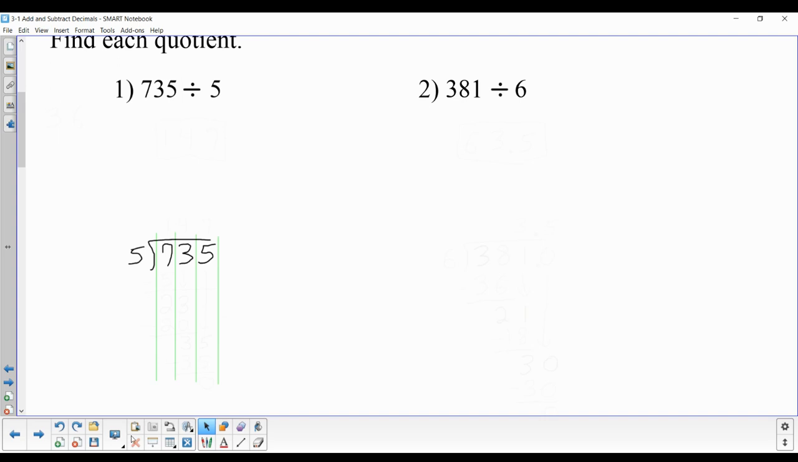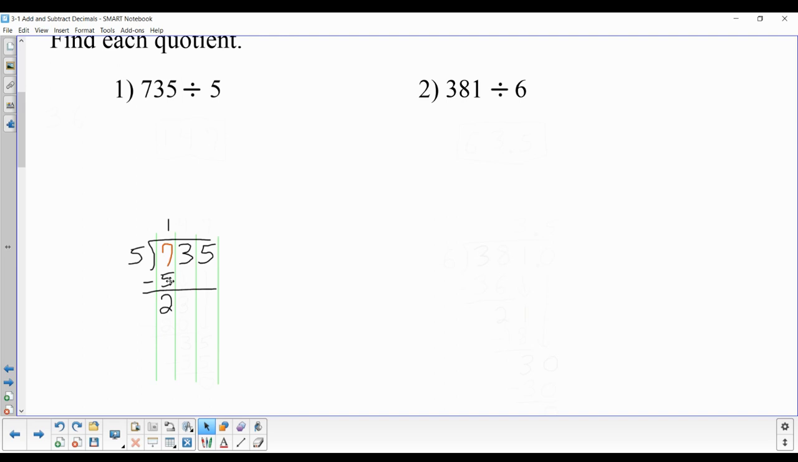Now, once I've gotten my problem set up, I will see if 5 can go into 7. 5 goes into 7 one whole time because 5 times 1 is 5, and that's as close as you can get to 7 without going over, which is your goal. You want to get as close as you can without going over. 7 minus 5 is 2, which is less than 5, which means I did not go over.